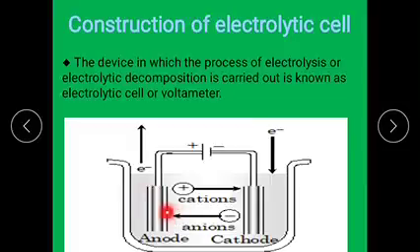Whenever anions move towards the anode side, oxidation reactions take place, meaning they release electrons. Those electrons move from anode to cathode. Then the flow of electricity is opposite to the flow of electrons, that is cathode to anode.